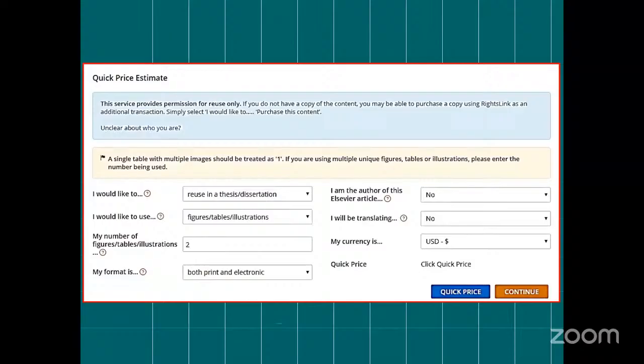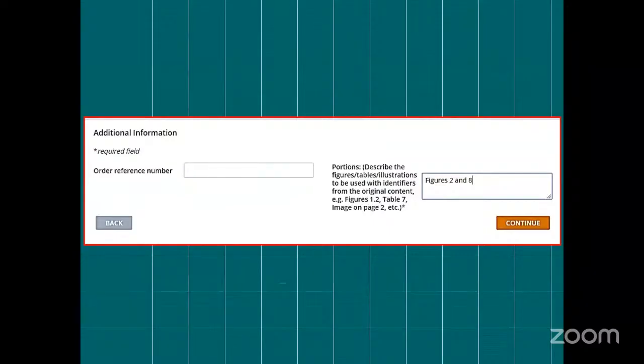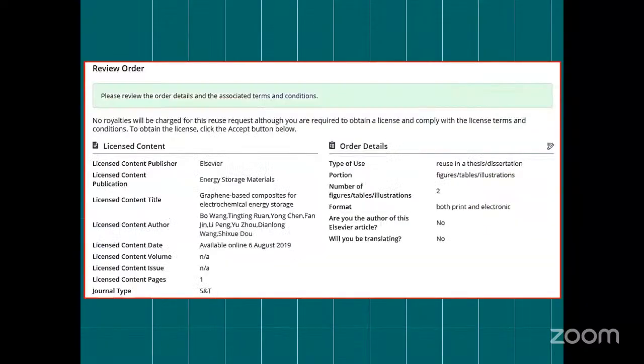If you are not translating, you can click continue, and then continue again. Then you give who the other publisher is, so where you are going to publish, the details. Then you click continue and give the number. You get the permission. It is only a 2-minute job. Easily, in 2 or 3 minutes, you get the permission right away.